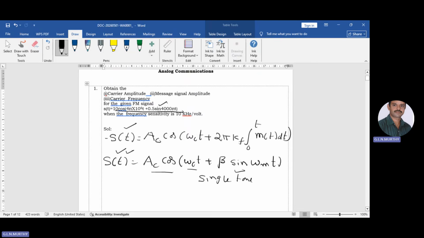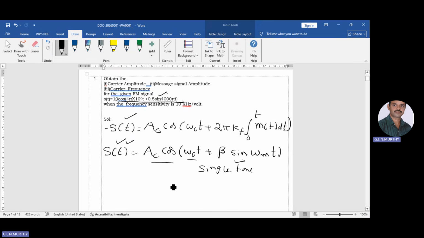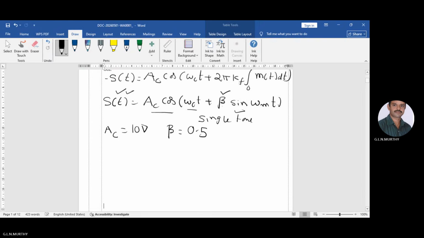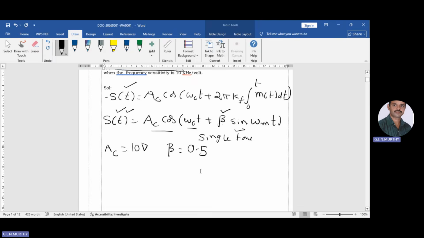So what is asked? Carrier amplitude. Compare both. Carrier amplitude means A_C. A_C is equal to 10 volts. Done. Then message signal amplitude: where can you find the message signal amplitude? Here it is beta. Beta is given as 0.5. If you compare both, A_C cos(ω_C t + β sin ω_m t), the beta value is 0.5. So we have to get the expression for the message amplitude through this beta only.